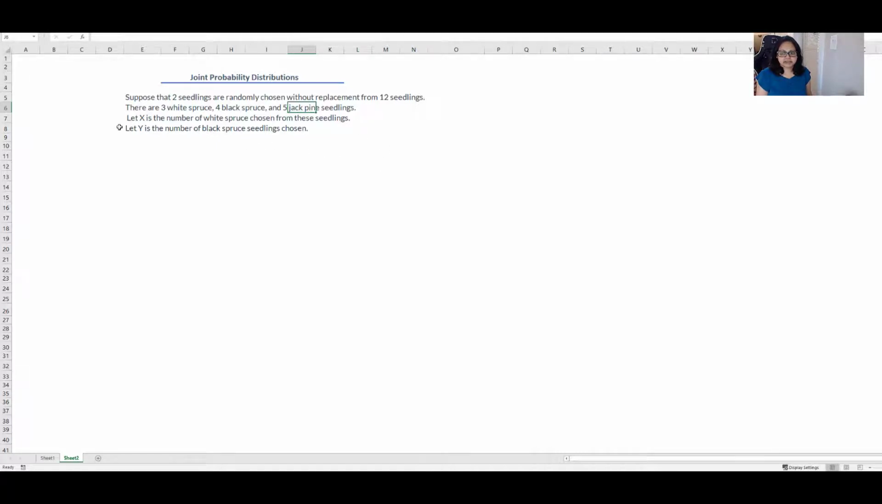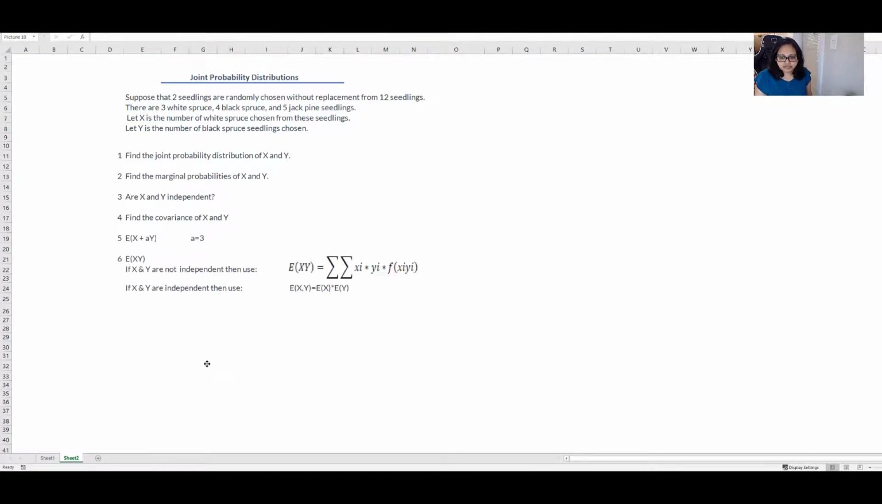Since we have more options, let's define them. I have two random variables. The first random variable X is the number of white spruce chosen from these seedlings. Y is the number of black spruce. We are not giving any random variable name for the jack pine. So we have these two random variables.